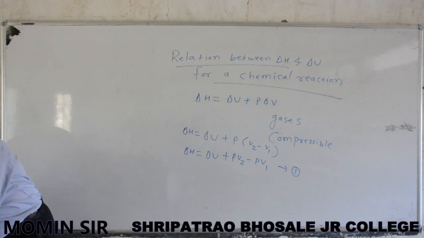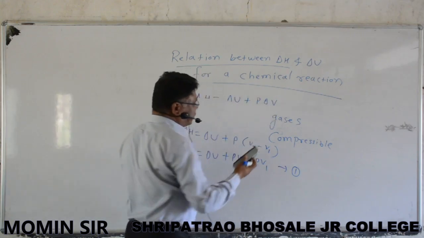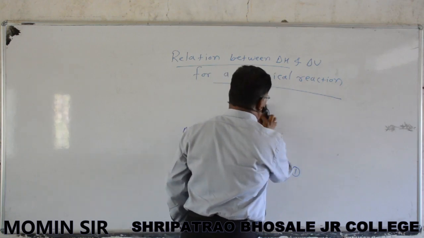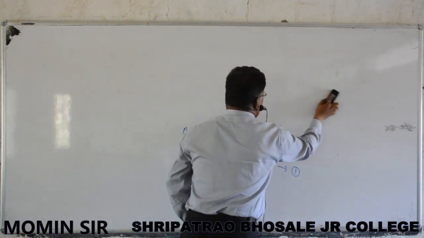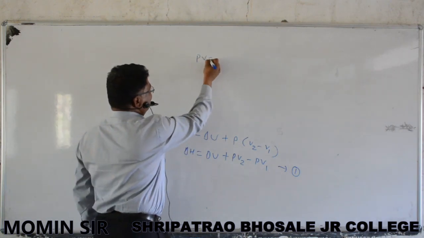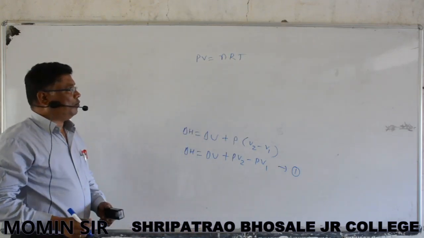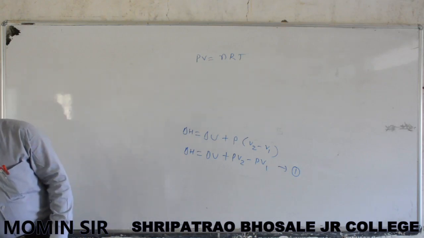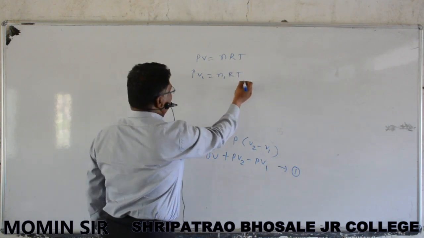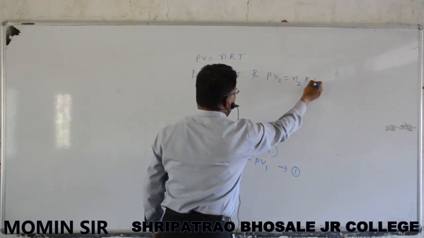Now here, suppose these gaseous reactants and products behave ideally. Then from the ideal gas equation, PV is equal to nRT. We can write PV1 is equal to N1RT and PV2 is equal to N2RT.